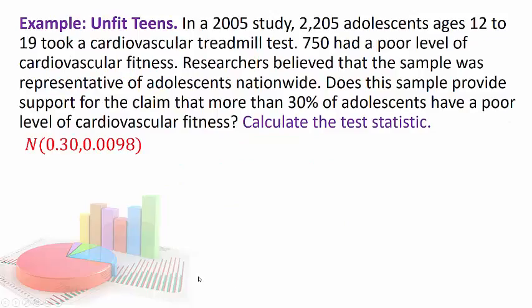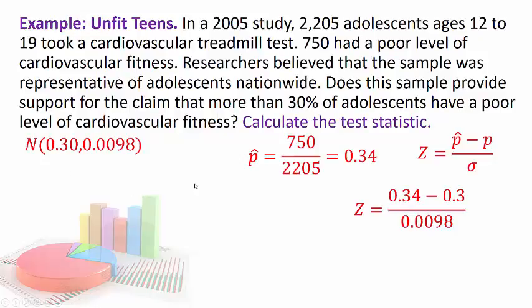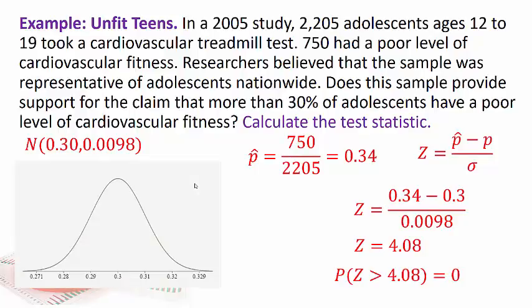All right, last example, we're going to look at unfit teens. So here's my model again. Let's calculate the proportion and the z-score. And I'm getting a z-score of 4.08. That is incredibly high. It's way over here. So if I'm saying more than 30%, let's see, 34% is what I got. That's way over here. It's off my graph. And the probability for that is practically 0. So my p-value is pretty much 0 for this example.